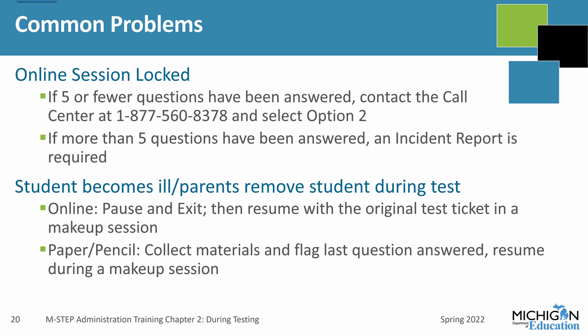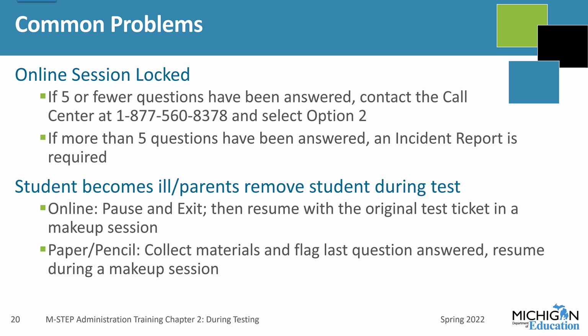Perhaps the most common problem that happens in the online administration is a student submitting a test before completing it. When this happens, if there are 5 or fewer questions answered, contact the call center at 1-877-560-8378 and select option 2. They can get that unlocked for you. If there are more than 5 questions answered, then an incident report is required. Just submit the incident report and we will review it and contact you to help you resolve the issue.